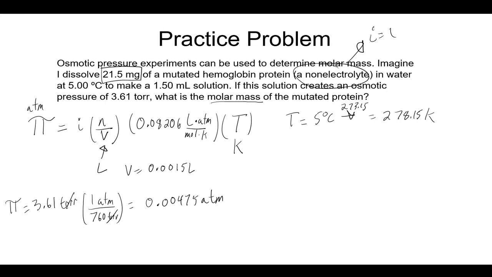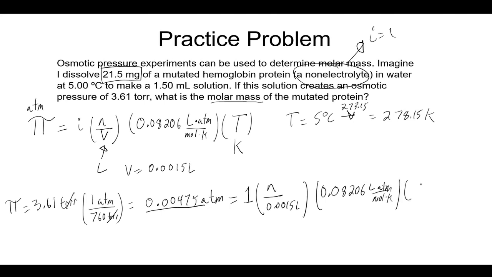Again, with these problems, it can get quite complicated. Write out the equation, plug in what you know, rewrite it out. So now I have this osmotic pressure right here. That is equal to i, 1, times n over V. n I don't know, but V I do. Times R, 0.08206 liters atmosphere per mole Kelvin, times Kelvin, 278.15. And look, now I have everything to where I can solve for n. And so that's what I go through and do.